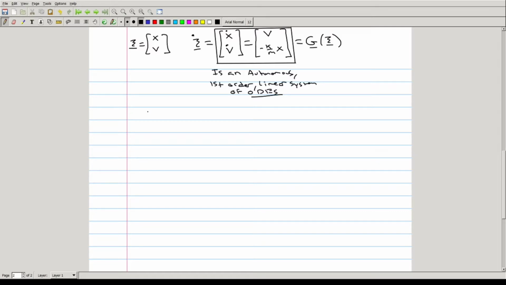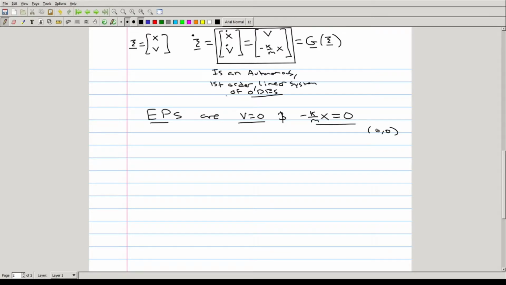But using the techniques that we've developed so far, we can look at this and say that the equilibrium points are going to be when v equals 0 and negative k over m x is equal to 0, which means that this is an equilibrium point when v is 0 and x is 0. Always. So we always have one equilibrium point.